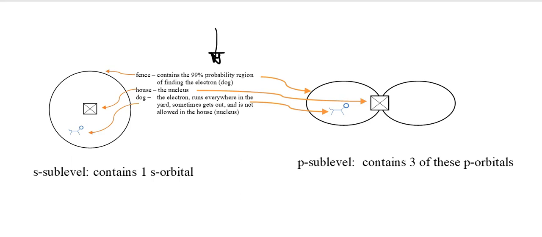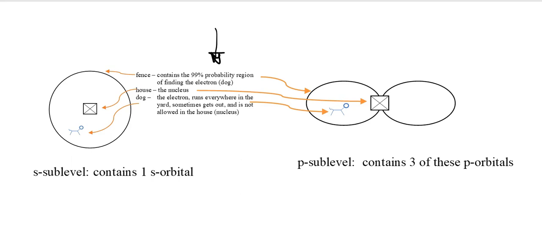The house is standing for the nucleus. The dog is the electron. So the electron can be anywhere in the yard. The dog will run around and around the yard. Not a big deal to picture, okay? And that's what an orbital is. An s orbital is a sphere around the nucleus that can hold up to 2 electrons, okay?